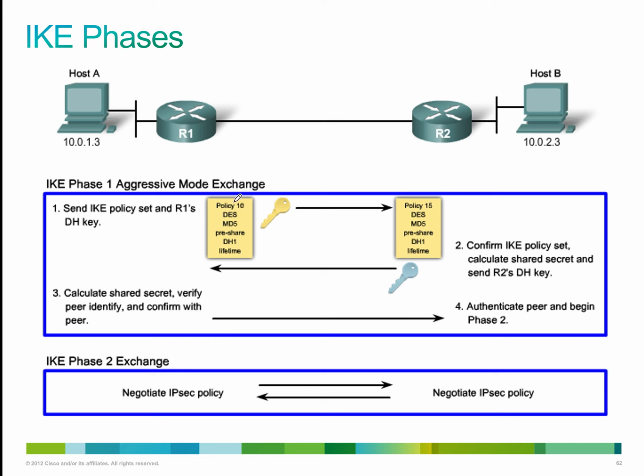Phase 1 is the aggressive mode exchange. IKE phase 1, aggressive mode exchange. These are the security policies. The sender's IKE policies set up a DH key. It says I have policy 10, DES encryption, MD5, pre-share, DH1, and lifetime. This is the key it sends to the other side. The other side says, okay, may I have this policy 15, DES, MD5, pre-share, DH1. It sends its own key back.